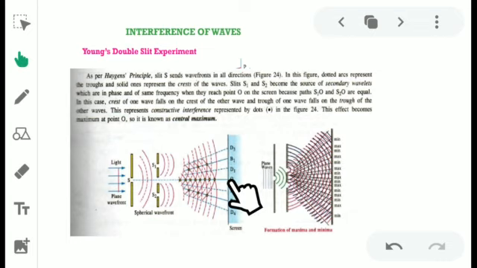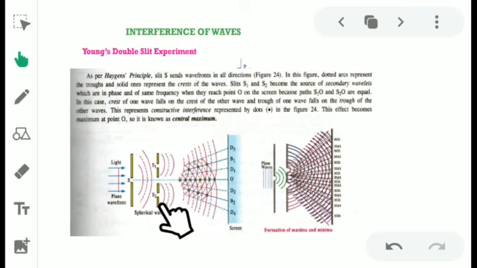At the center O, all the waves reaching are in the same phase. There is no path difference or phase difference between the waves from S1 and S2 at the point O. So O corresponds to a maximum, that is the bright fringe, the central bright fringe. This is Young's double slit experiment.